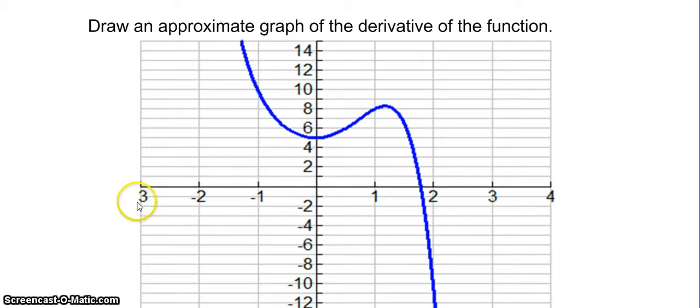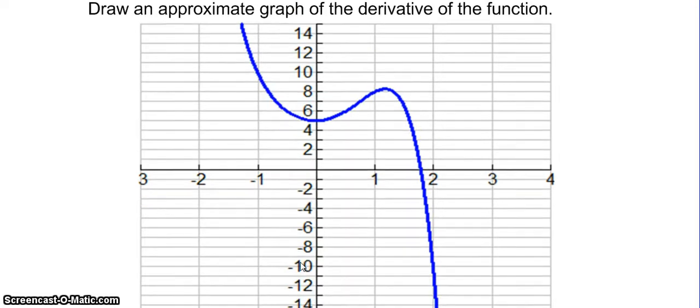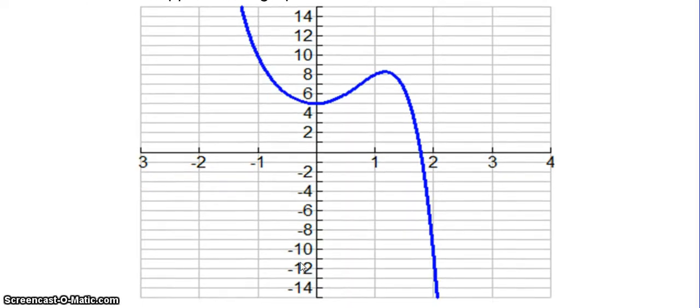Moving on, draw an approximate graph of the derivative of the function. So this is the function, draw a graph of the derivative. Pause the video, unpause when you are ready to see how correct you are. All right, so we should get something like this. So this would be the derivative. How do I get that?